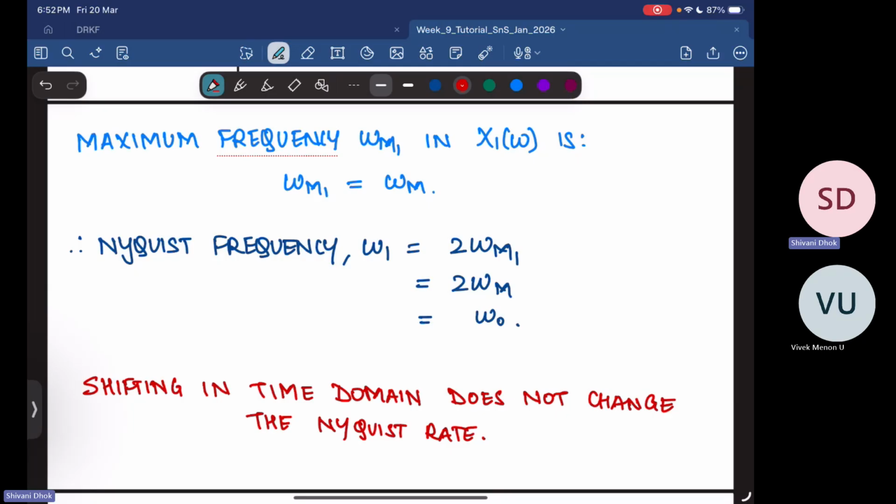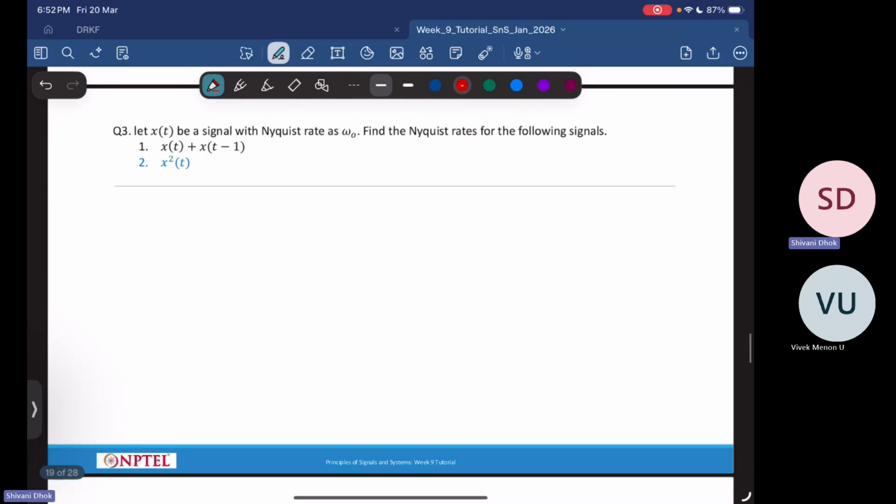Okay. So this was all about the first part of this question. Let's move on to the second part. So in the second part you have x tilde of t as x square of t.